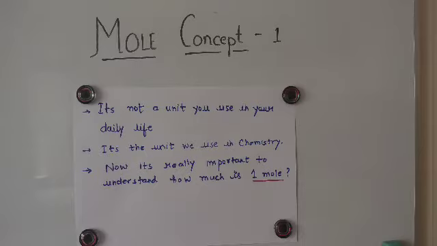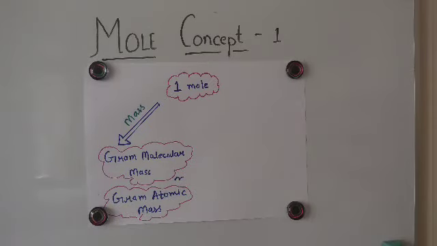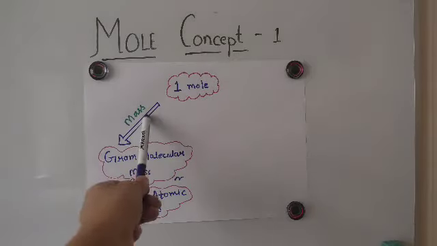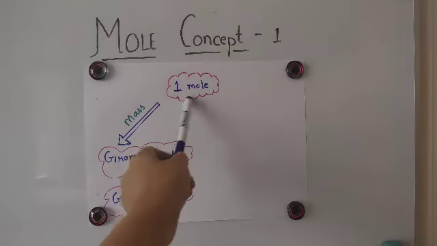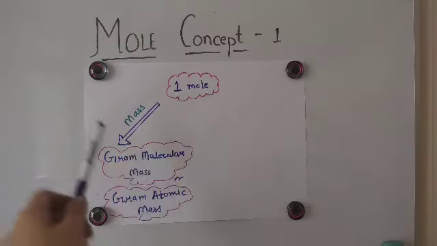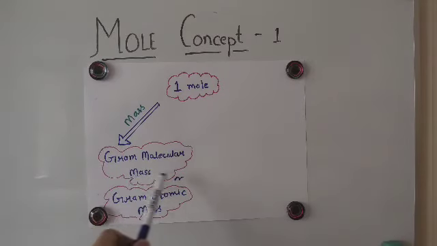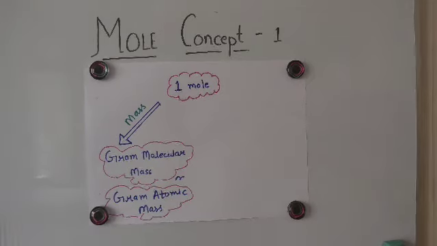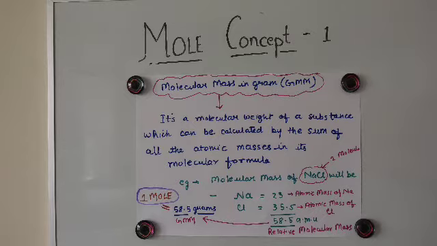Now we will discuss what makes 1 mole. 1 mole consists of many things. First, with regard to mass, we are discussing mass. If I say 1 mole, what does it mean? It means the gram molecular mass or gram atomic mass. Let's discuss it thoroughly. Now come to gram molecular mass, that is GMM, or we call it molecular mass in gram.